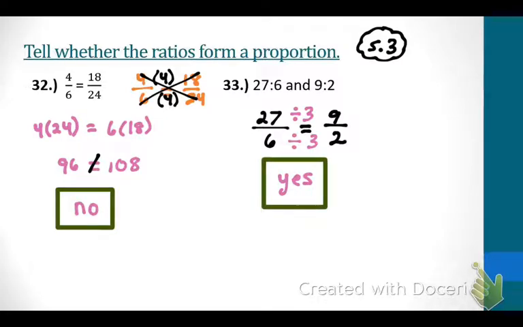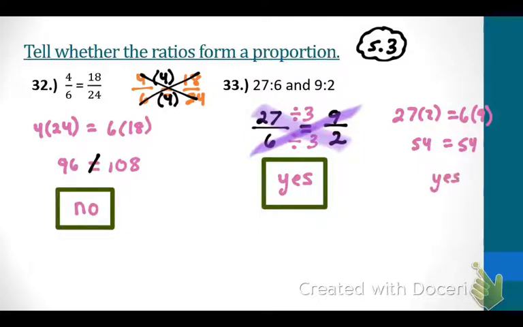If you wanted to also, you could have multiplied this out, 27 times 2, and then you would want to see, does it equal 6 times 9? Guys, what's 27 times 2? 54. What is 6 times 9? 54. Does 54 equal 54? Yes, so that also tells you that this would equal a proportion.